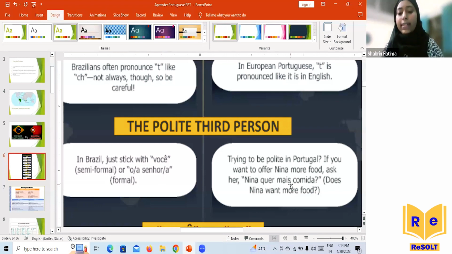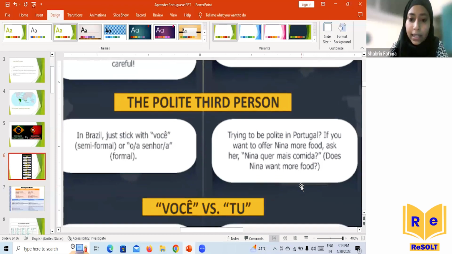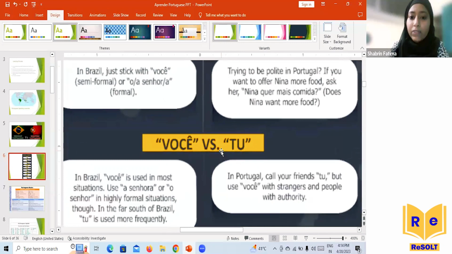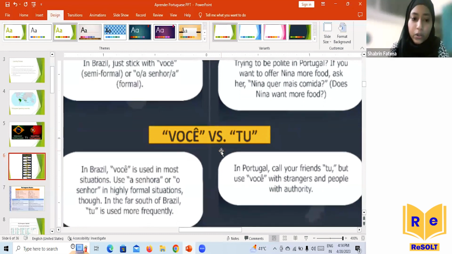Now let's have a look at European Portuguese. Trying to be polite in Portugal, if you want to offer Nina more food, ask her, Nina quer mais comida? Does Nina want more food? So this is the formal form of European Portuguese. Then we have the difference of você and tu. Você versus tu. As I just told you, você in European Portuguese is much more formal. So in Brazil, você is used in most situations.